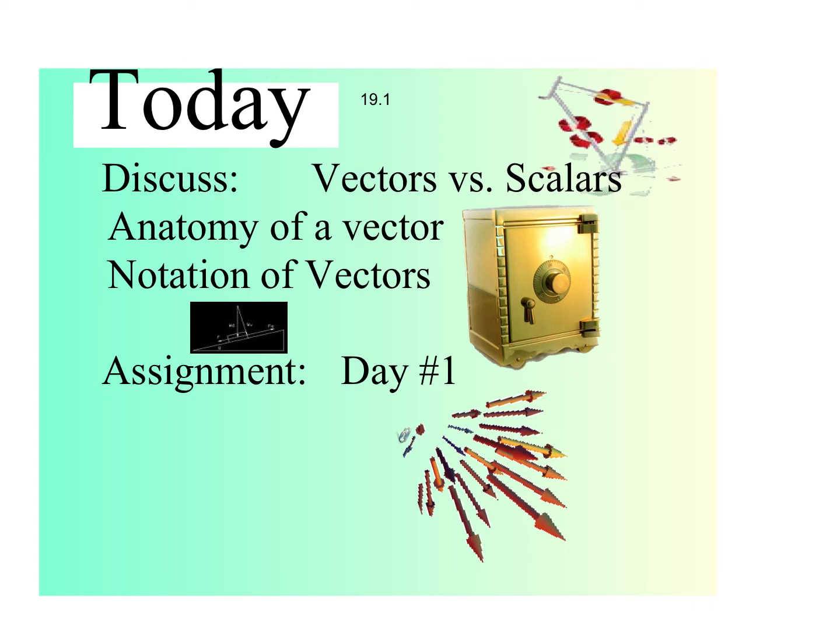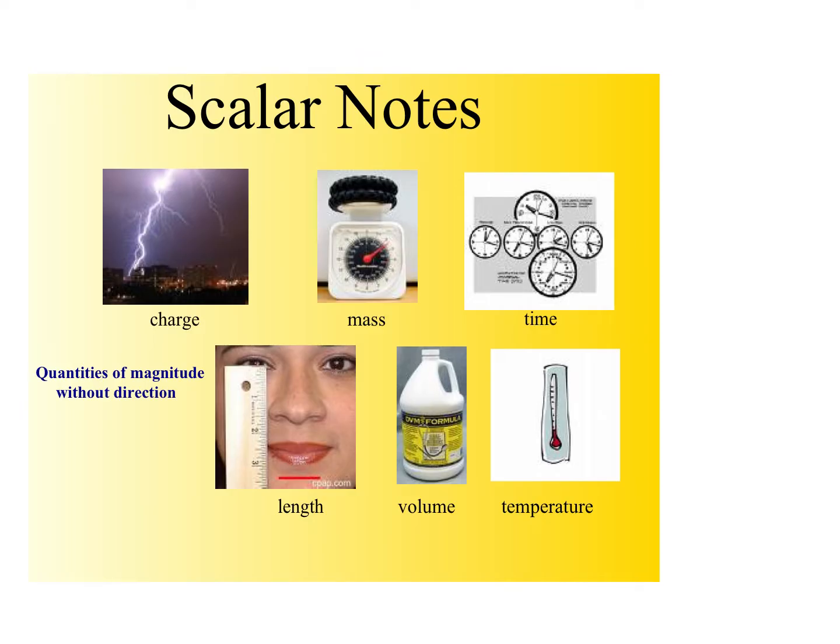So like in the little clip I just showed you, Vector, the anti-superhero, I guess you could say, was talking about how he wanted to do crimes that had direction and magnitude.